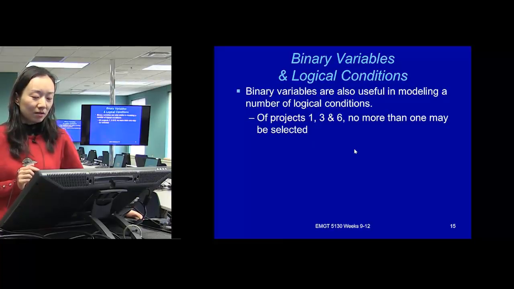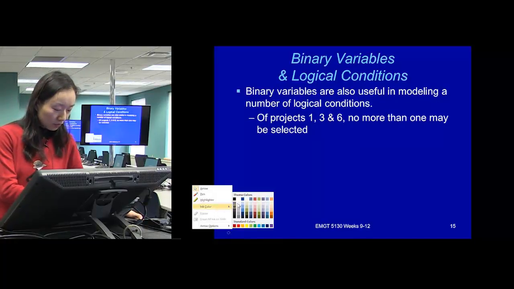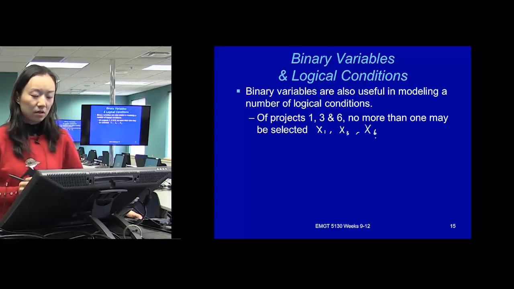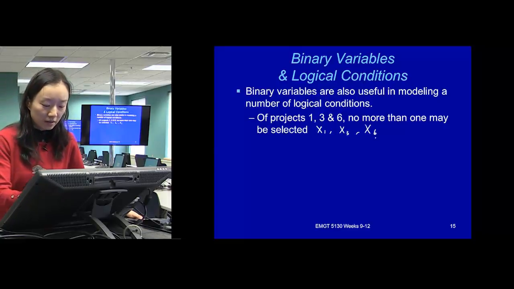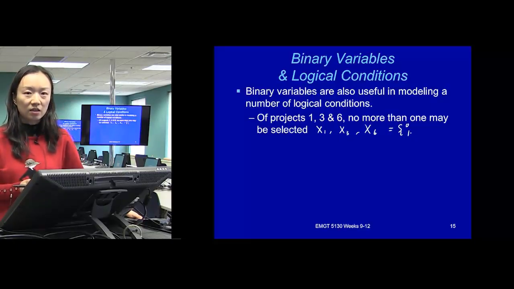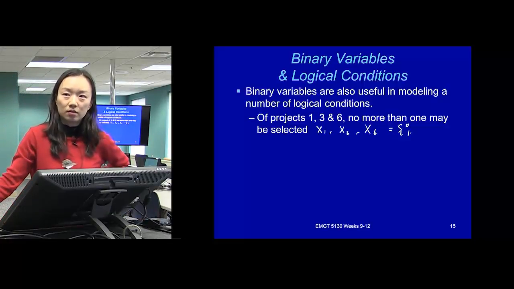of projects 1, 3, and 6, no more than one may be selected. I'll ask you to think about how to formulate the constraint for this one. So we'll define x1, x3, x6 being binaries, 0 or 1, representing whether the project is selected or not. Say, for example, from the previous problem, the manager says, okay, of projects 1, 3, 6, no more than one may be selected.